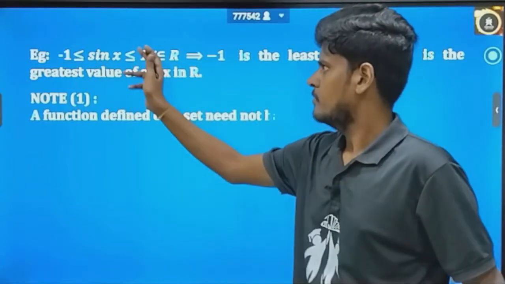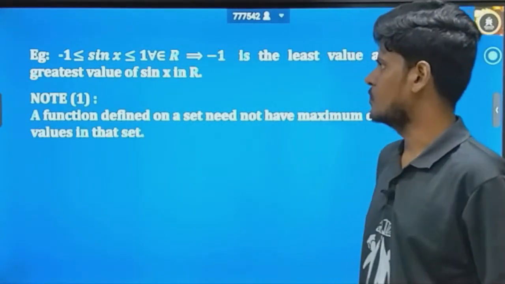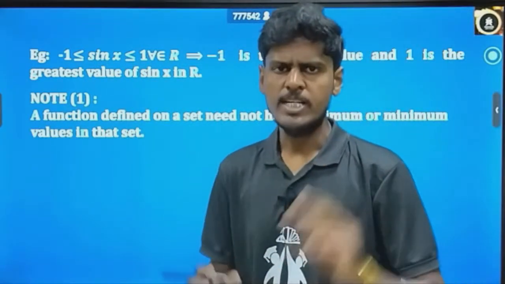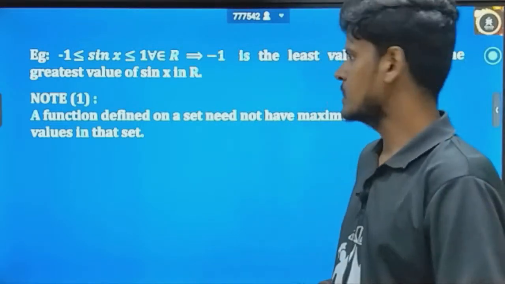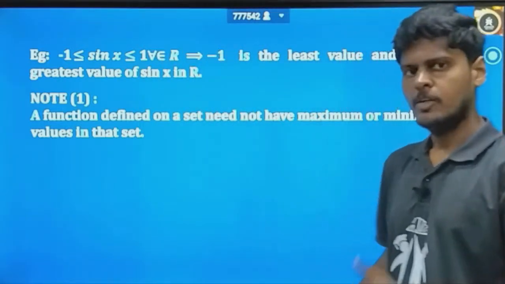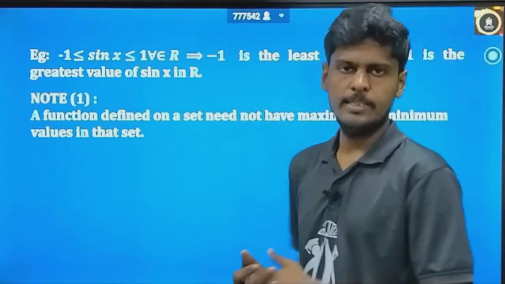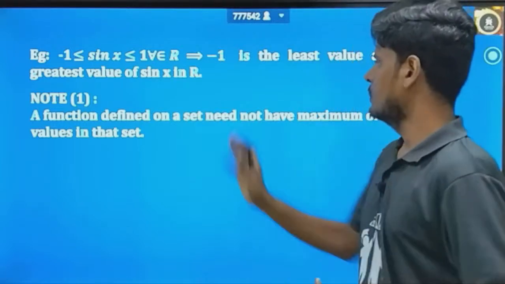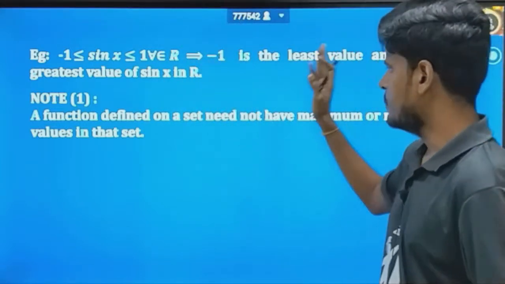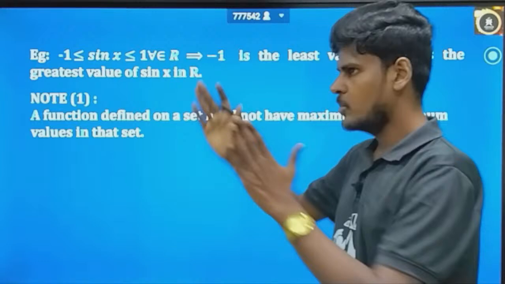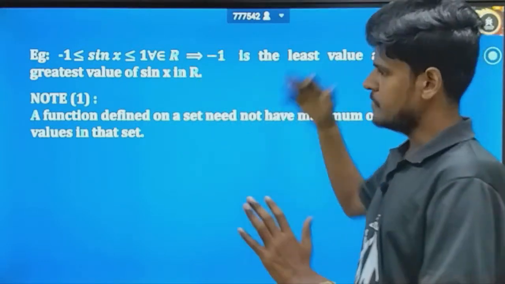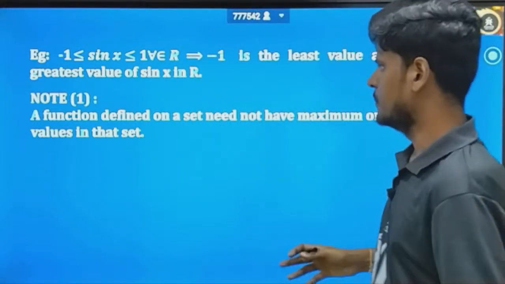For example, sin x varies between -1 to 1, we already know. So what is the global maximum of sin x? That will be 1, and global minimum is -1. This is the minimum most value. So maximum and minimum value is defined like this. Out of all the values, which is the maximum and which is the minimum value.